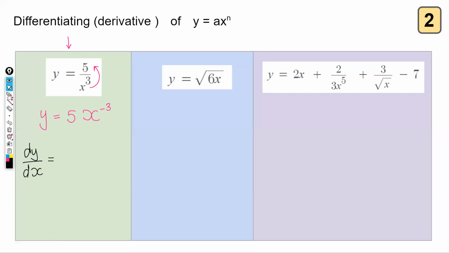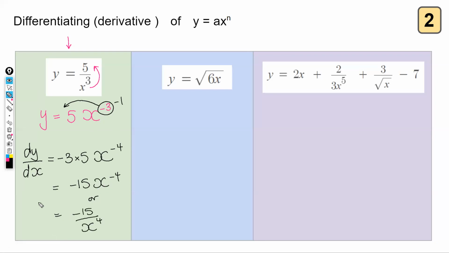All right. So you throw the power in front when you're differentiating. So it'll be minus 3 multiplied by 5, and you minus 1 from the power. Minus 3 minus 1 is minus 4. So you'll get minus 15x to the power minus 4. Or if that minus 4 is bugging you, you can just throw it back underneath and you will get positive 4.